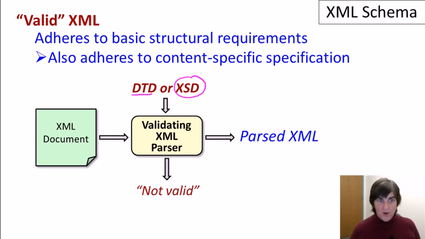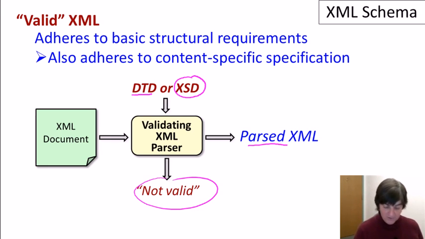The validating XML parser will check that the document is well formed, and it will also check that it matches its specification. If it does, parsed XML comes out. If it doesn't, we get an error that the document is not valid.